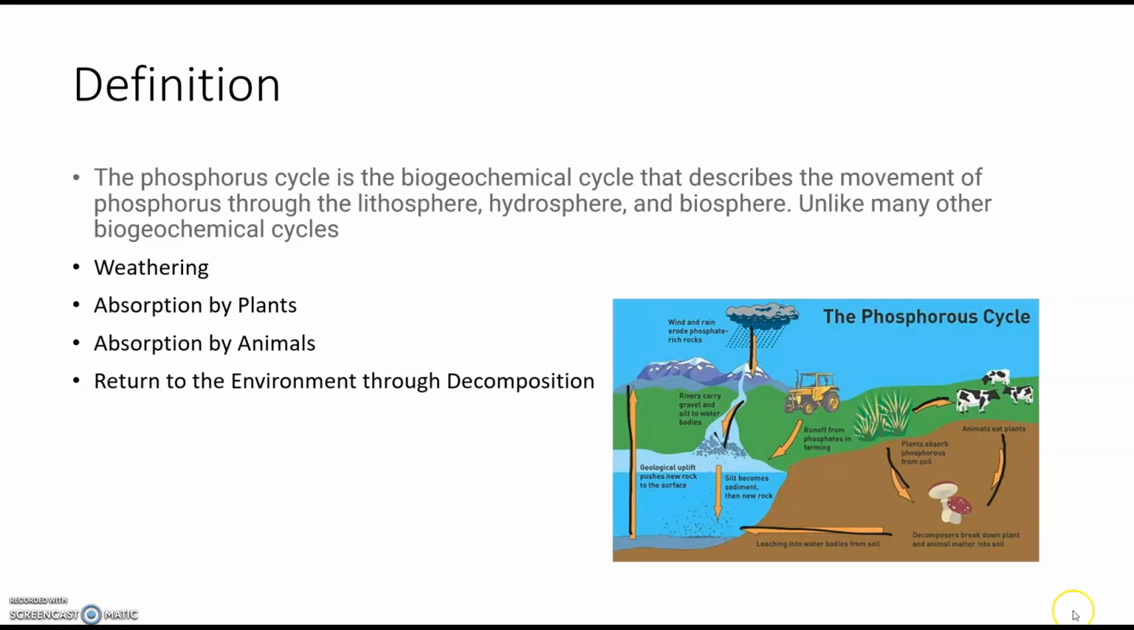This is the picture I picked. It really shows the whole cycle, and to sum it up, the weathering of the lithosphere will release phosphorus, which is absorbed by plants and animals. Animals will eat the plants, and then when they die, decomposition will end up putting it back in the water, which over time, the hydrosphere, the water, will create new sediment.